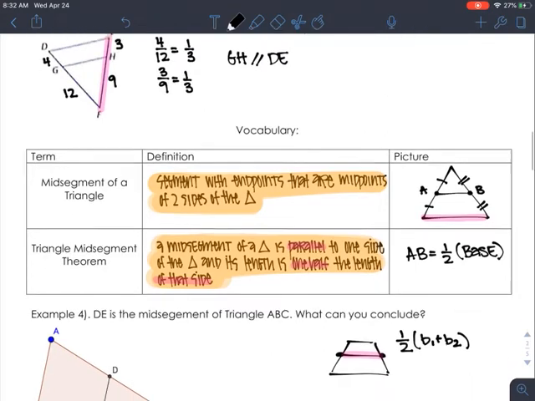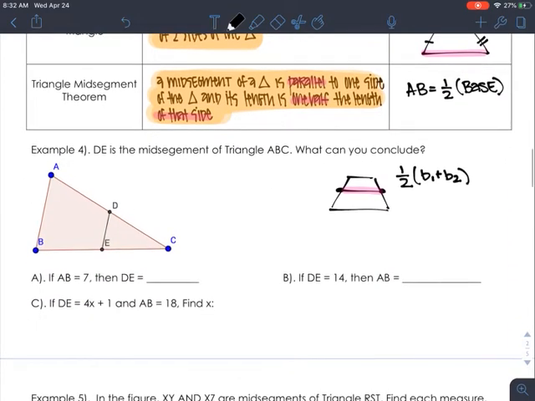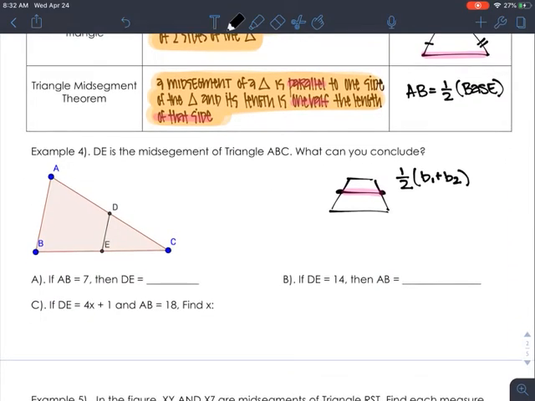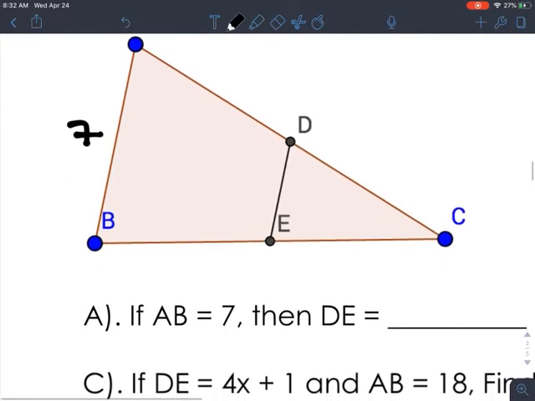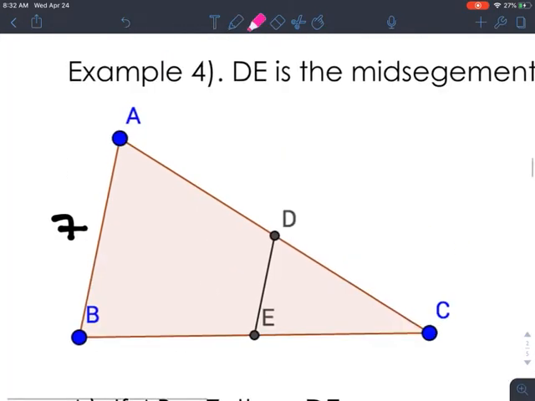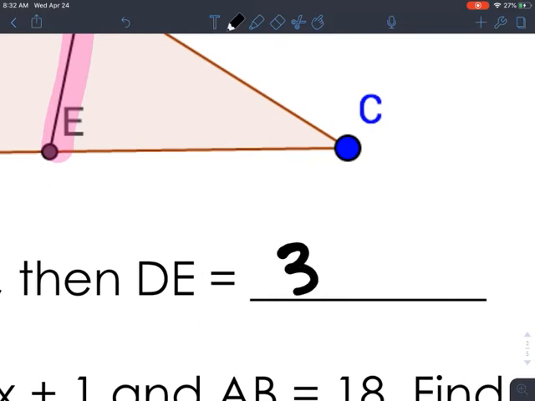that third side that's not being bisected. Example 4 says DE is the midsegment of triangle ABC. What can we conclude? In letter A, we're given that AB is 7, and we need to find DE. We know that DE has to be half of this base of 7, so the length of DE is 3.5.